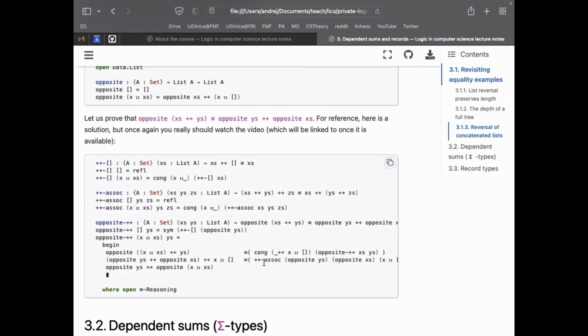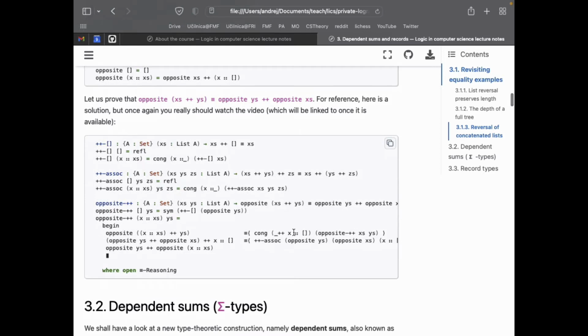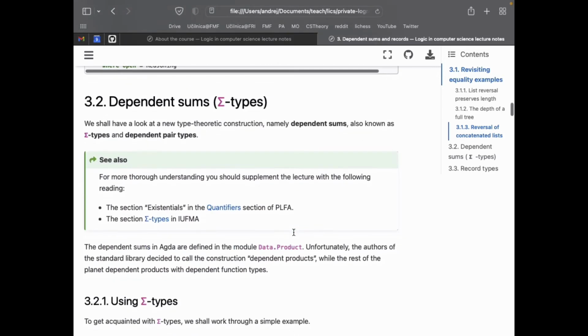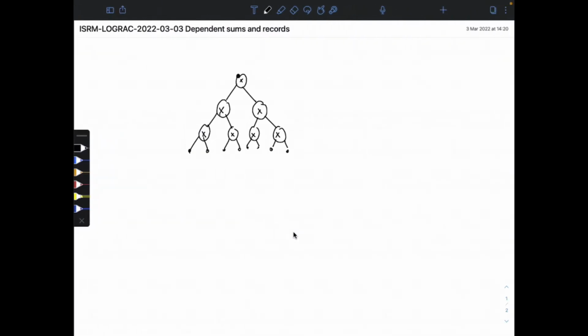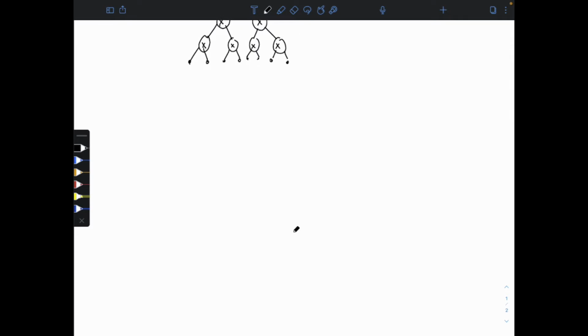Okay, let's now go to the core of what I want to talk about today, namely dependent sums. I'll first explain the idea naively.